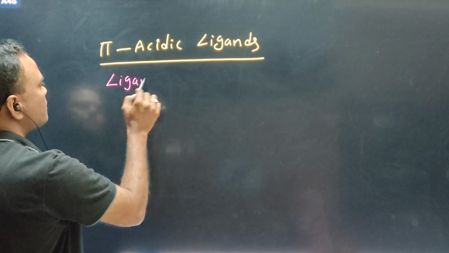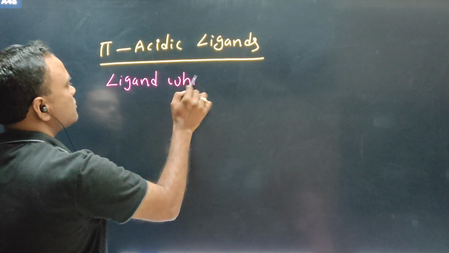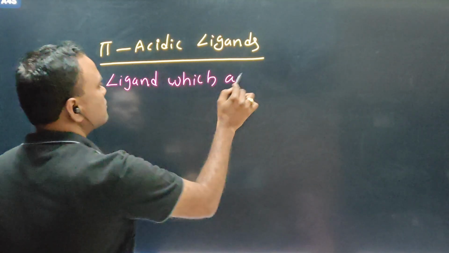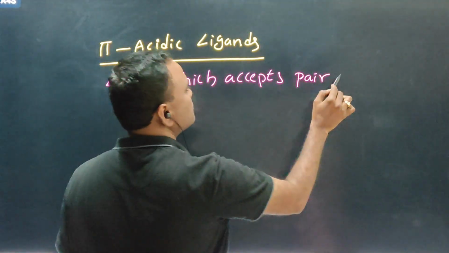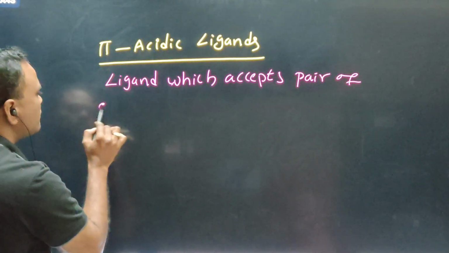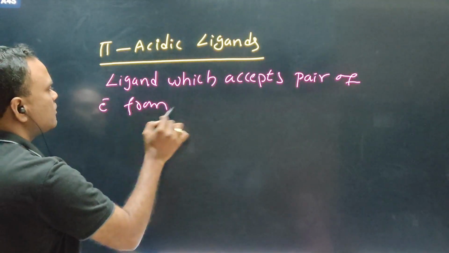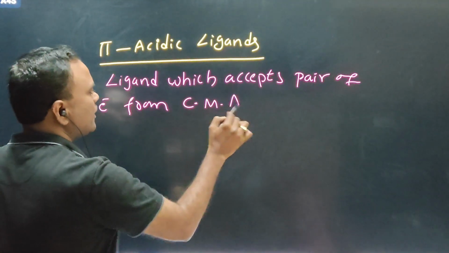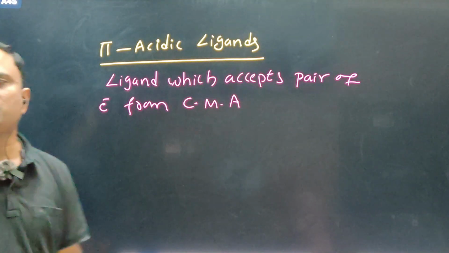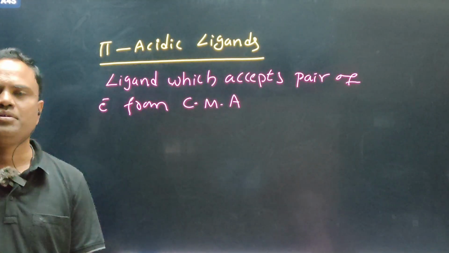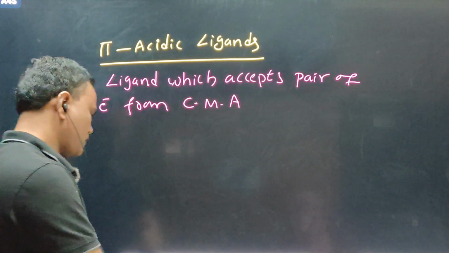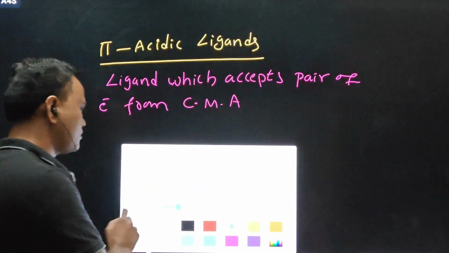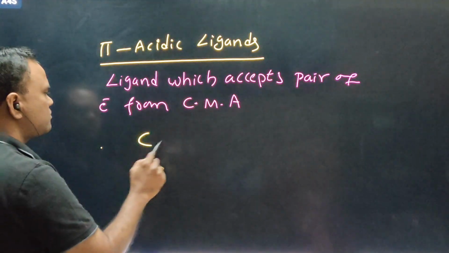Ligand which accepts a pair of electrons from the central metal atom is called a pi acidic ligand. Examples list. CO.